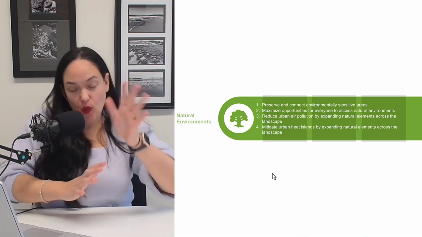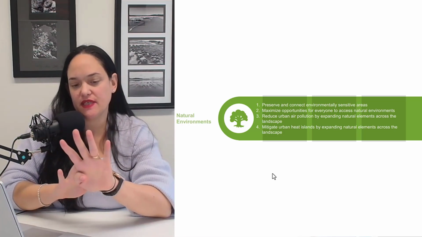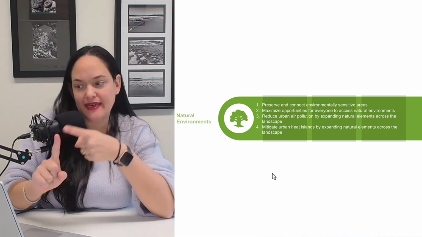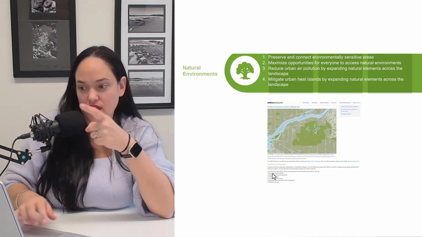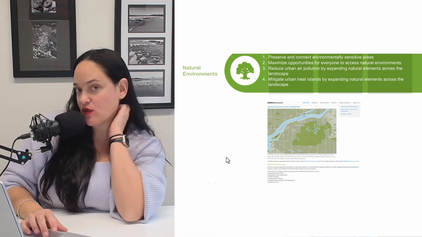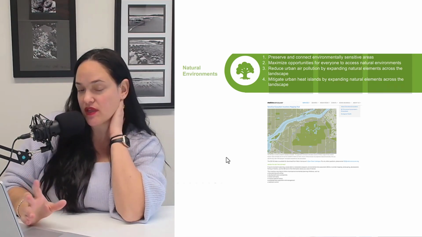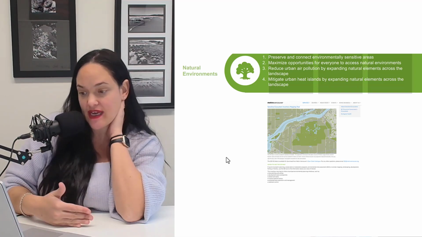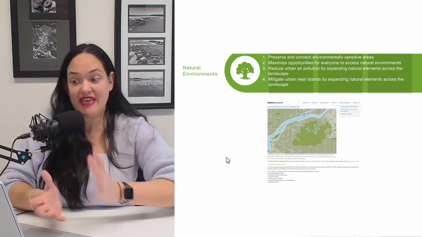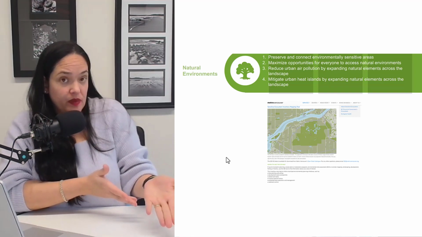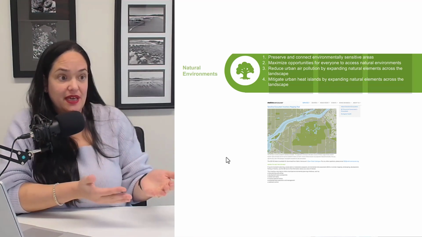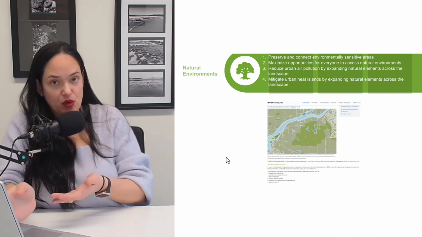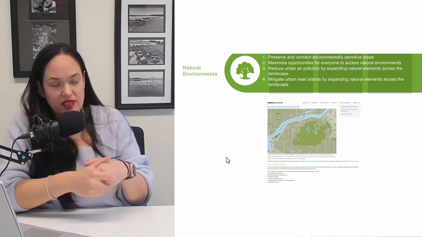The four main areas that they speak to in this toolkit: number 1, preserve and connect environmentally sensitive areas. Metro Vancouver has some online resources that someone in planning or street design or development needs to check through to make sure that they're not doing anything in a sensitive environmental area, like the green bog that's shown on this map.